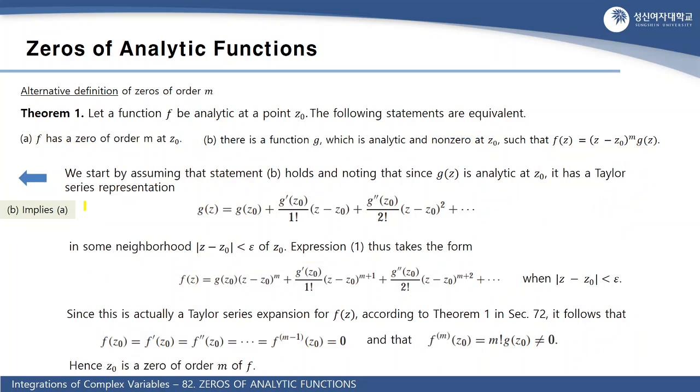Next, we are going to prove the backward direction. That is, statement B implies statement A. So we just assume that there is a function g which is analytic and non-zero at z0, such that f(z) is expressed by this formula: (z - z0) to the power of m times g(z). Then we will show that statement A holds.